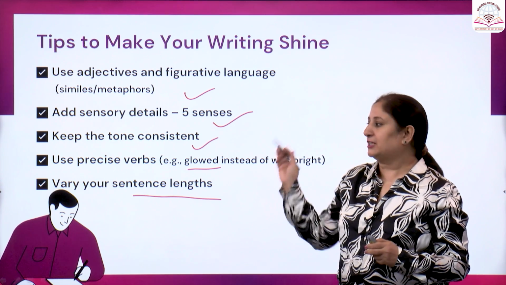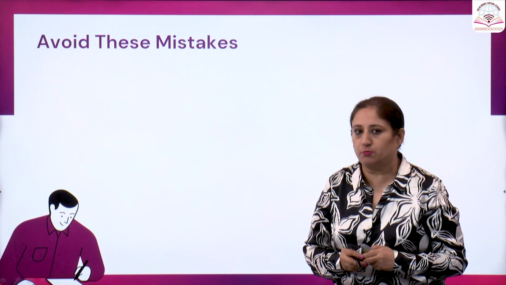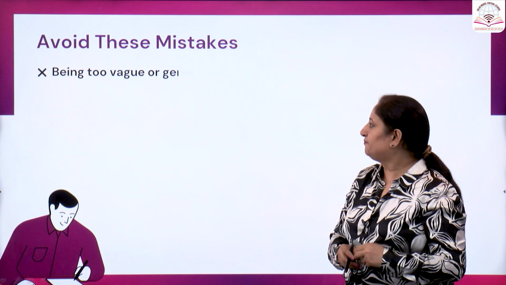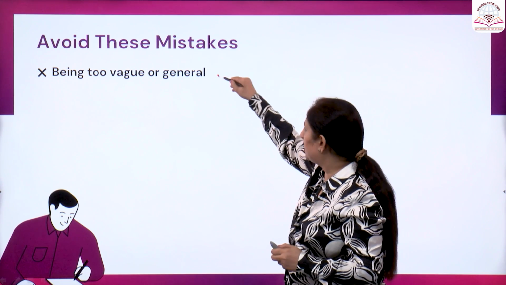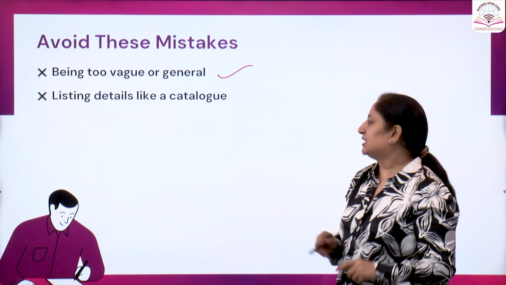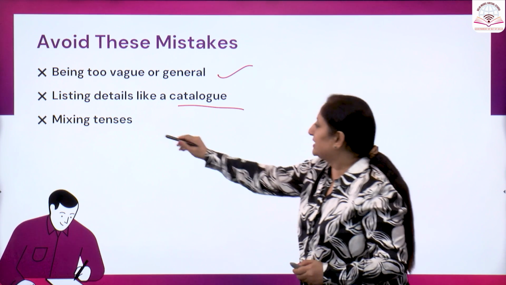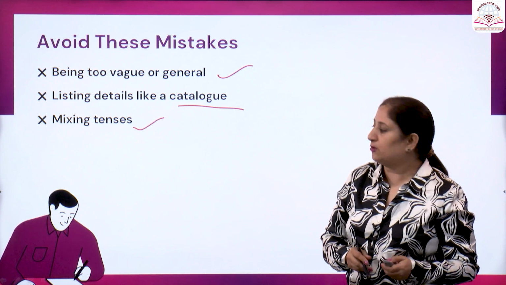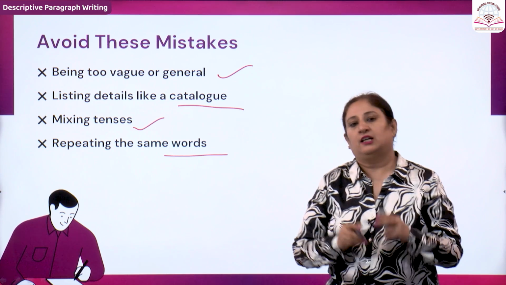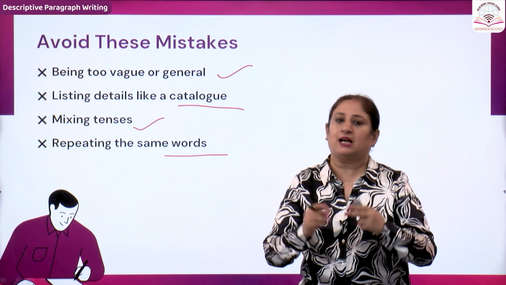We have seen some tips. Now it's time for us to have a look at some common mistakes that should be avoided while framing our descriptive paragraphs. And they are being too vague or general. It should be avoided. You should be precise with your answers. Listing details like a catalog, that should not be there. Mixing tenses is not at all allowed, and repeating the same words should not be done. Now we have seen some tips and some mistakes to be avoided while framing our answers.